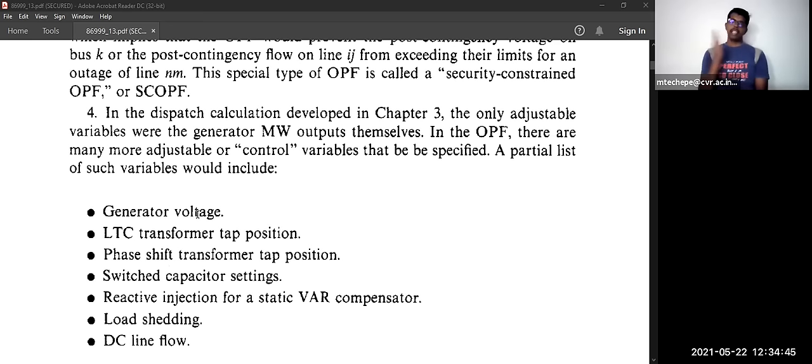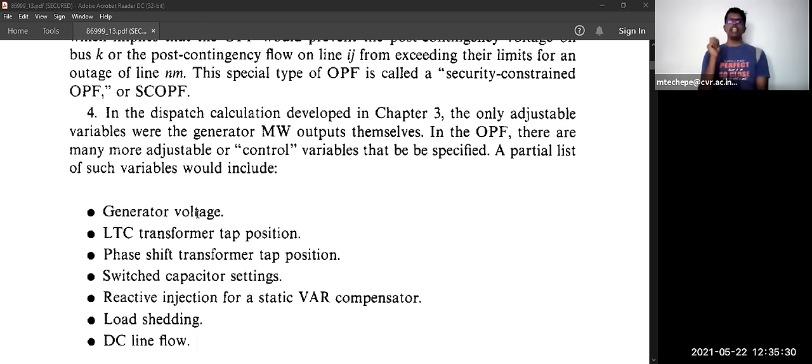Sometimes in the transmission line itself, some capacitor banks are placed in between to compensate the reactive power. So switched capacitor settings are also one of the variables we have to take into account. Next is reactive injection for the static var compensator, which you already studied. How the reactive power injection is made is one of the control variables we have to take into account. Next is load shedding.